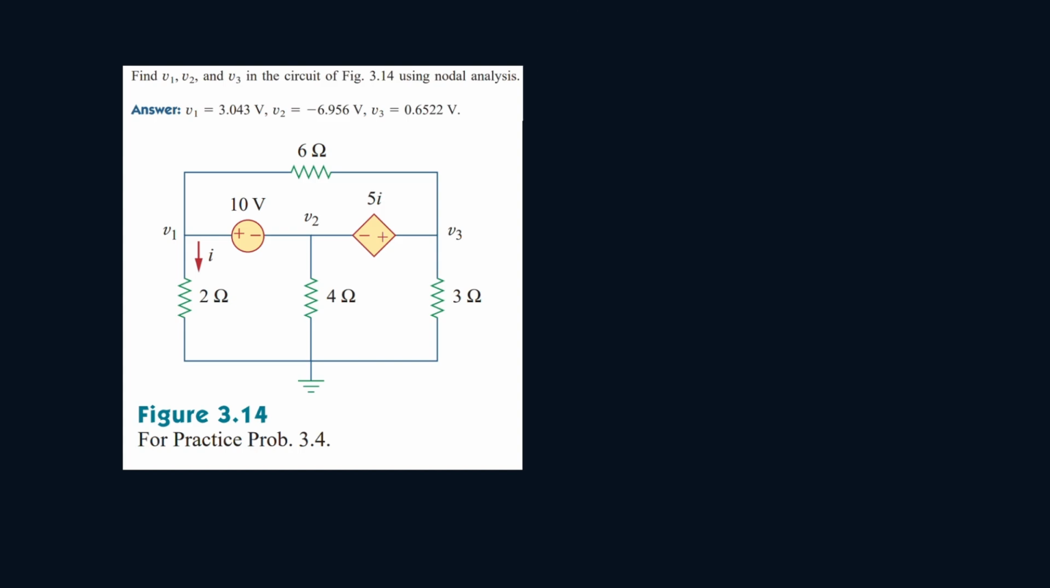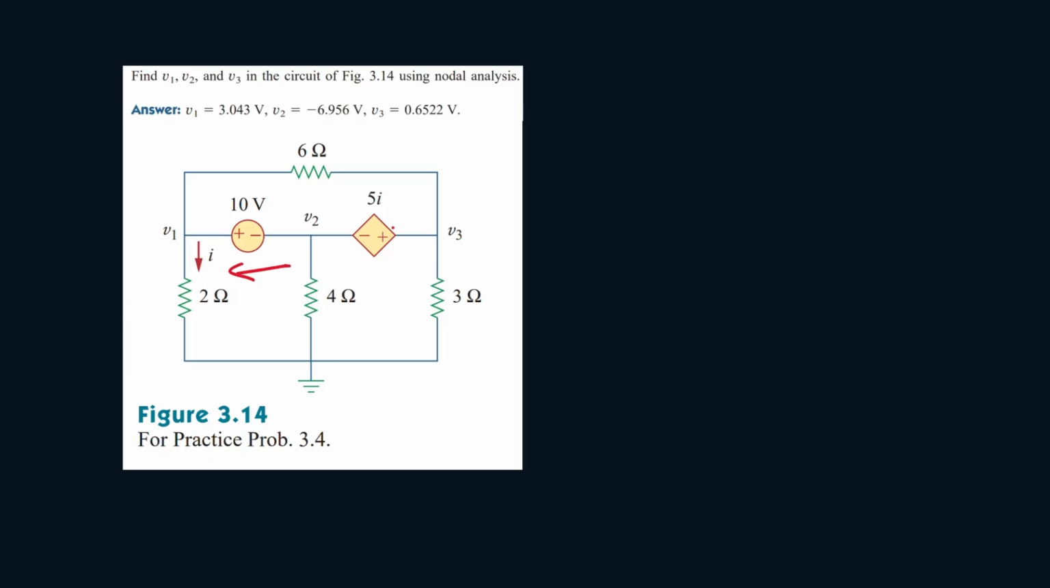Okay, so for this one, we have to find V1, V2, and V3 of this circuit. So first thing we see is that if there was a current moving in this direction or a current moving this direction, it would be really difficult to solve for it as there's no resistors to help us with. So what we're going to do is a super node.